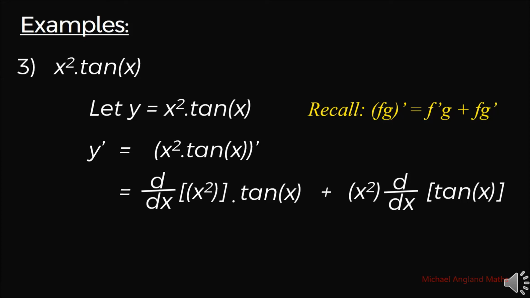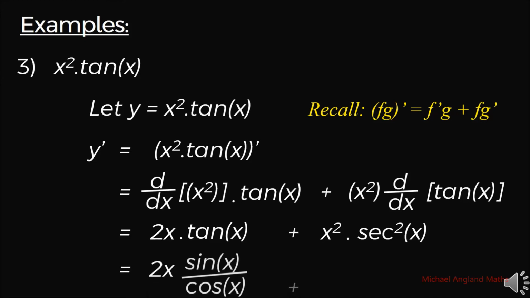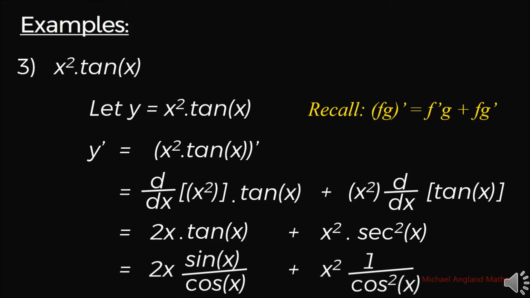So, starting again from the left, d on dx of x squared is 2x. 2x times tan of x. On the other side of the plus sign, we have x squared times d on dx of tan of x, which is x squared times sec squared of x, which gives us 2x times sine of x on cos of x, plus x squared times 1 on cos squared x.